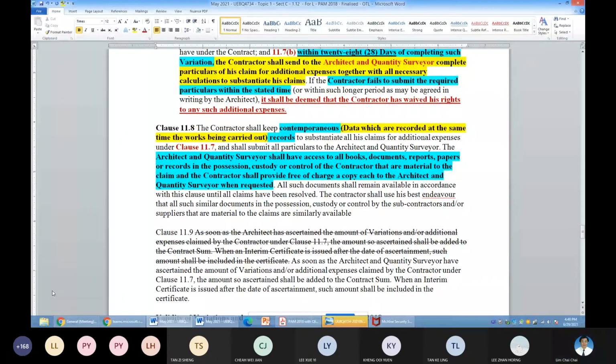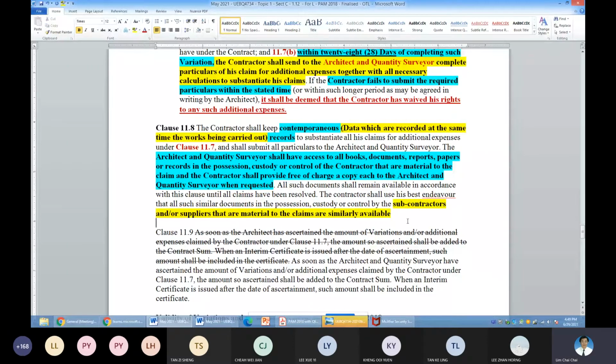Not only subcontractors, suppliers and subcontractors also need to support the main contractor in event of this claim. So this is something for the main contractor to be careful.